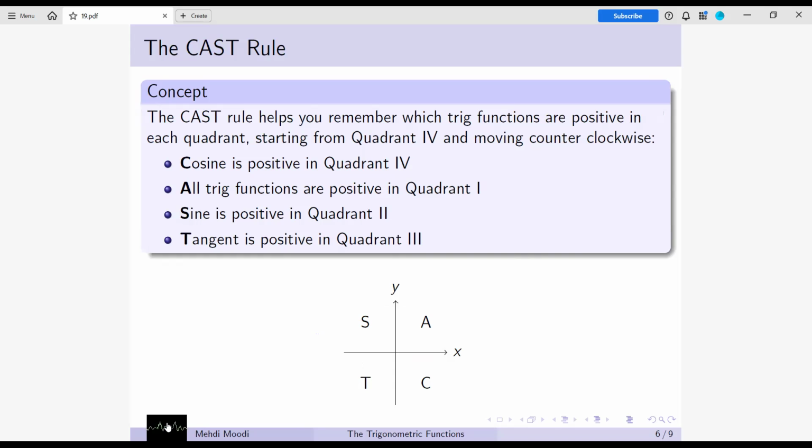So now, instead of just thinking about signs, you also have to remember a random counterclockwise acronym that starts in the bottom right and spells something completely out of order. Thanks, trigonometry. Not only did you make me care about angles, you gave me a logic puzzle just to remember which function is allowed to be positive.